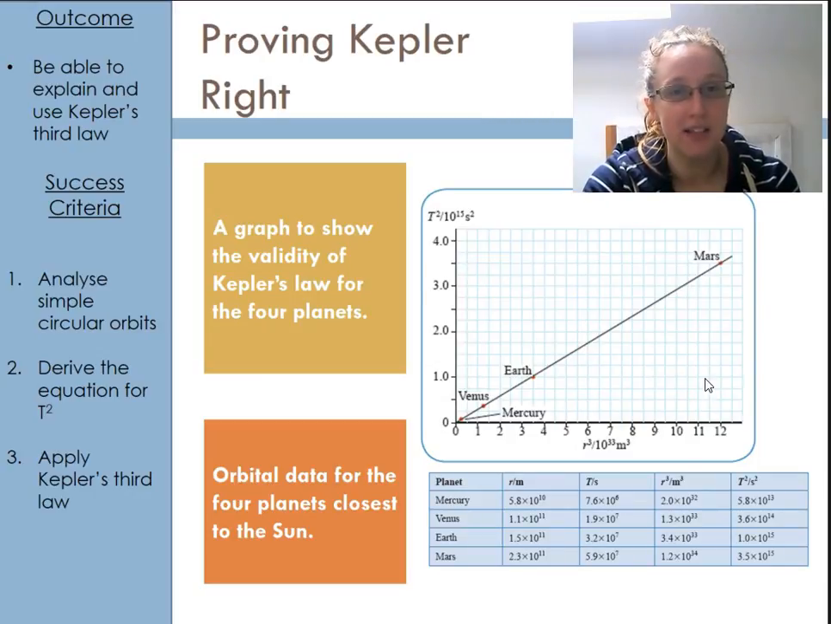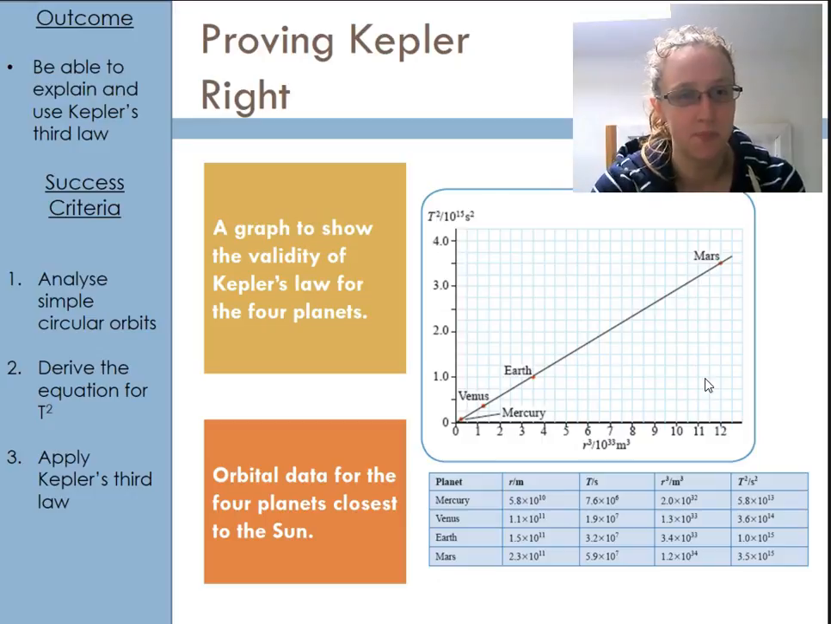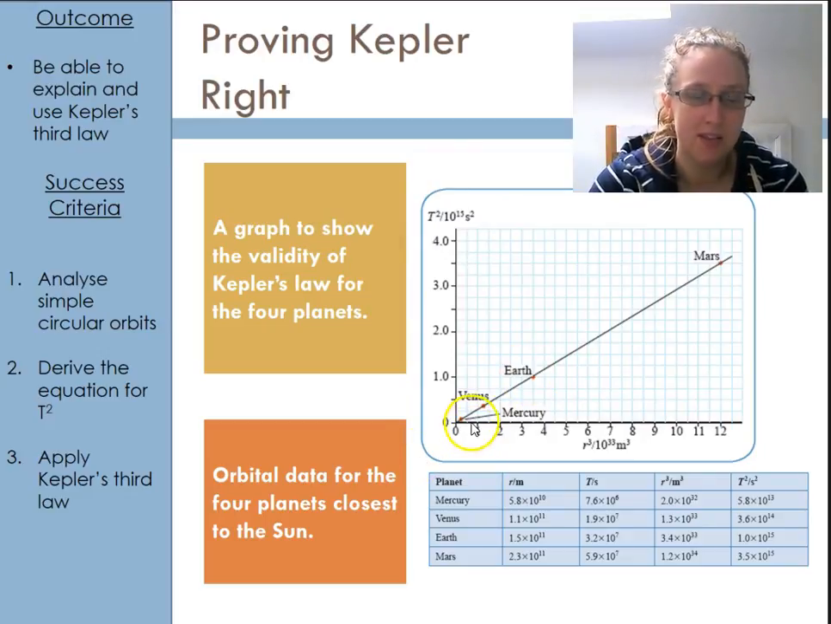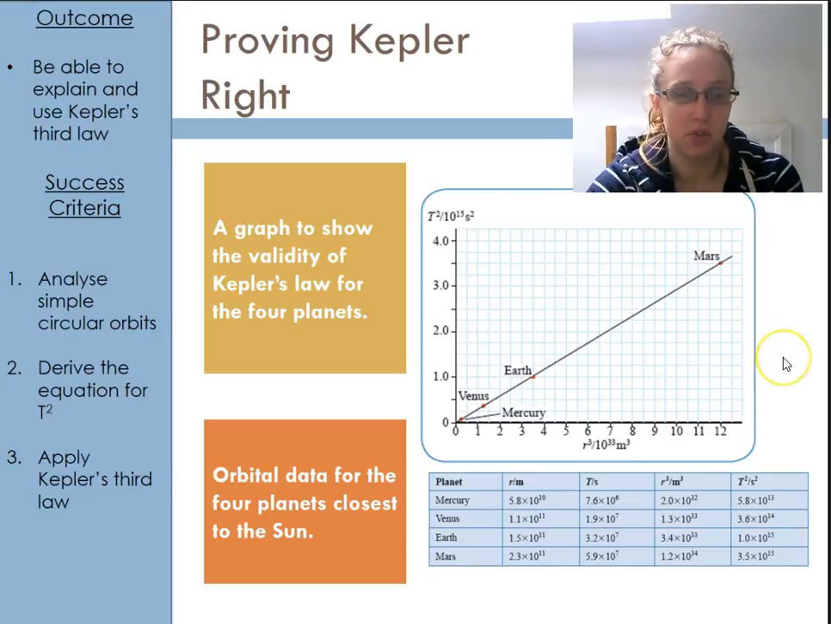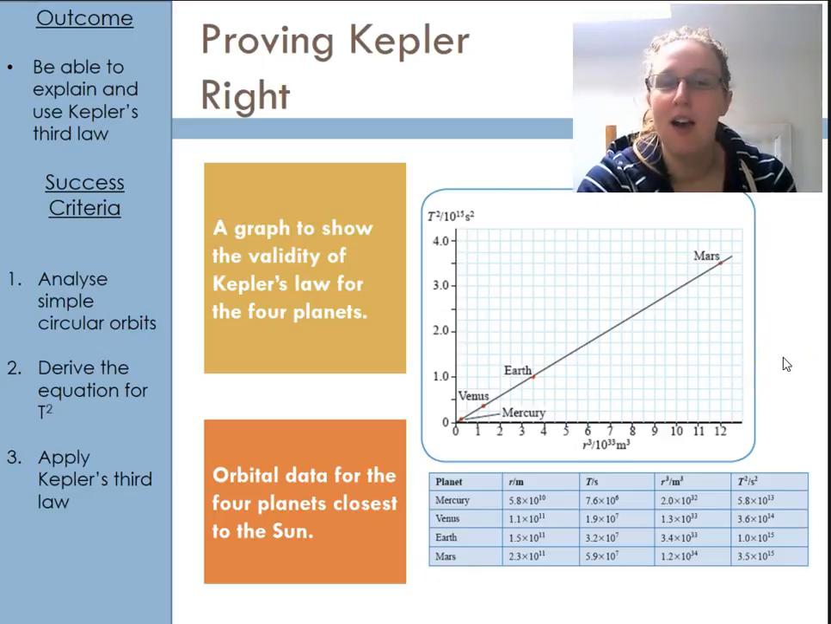If we want to check that Kepler was correct, we can take some data about the planets and plot them. So he says that t squared is proportional to r cubed. So if I plot a graph of t squared against r cubed, I should end up with a beautiful straight line that passes through the origin. So here we've just got 4 planets on it, and just taken the radiuses, cubed it, taken the time period, squared it, and I get the lovely straight line. So that's a way that we can prove that Kepler is right.